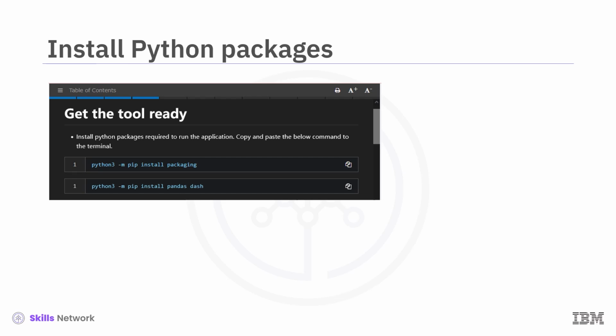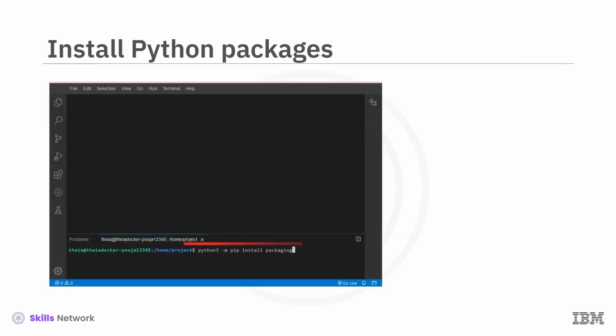1. In the terminal, install all the required packages as mentioned in the instructions. Copy the pip commands. 2. Paste it into the terminal and then press Shift plus Enter to execute them. Do this for all 3 pip commands one by one. It will take a while.